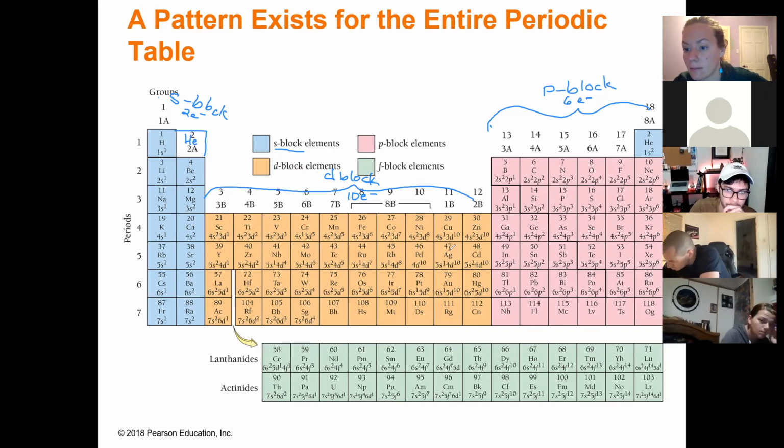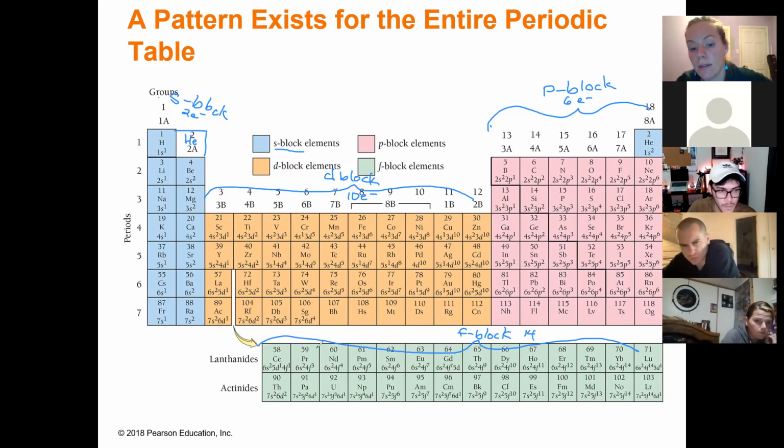1 through 10. Then we have down here the lanthanides. This is known as the F block. How many electrons does F hold? 14, and there are 14 columns in here. So when deciding my ordering, let's say I want to get to oxygen.